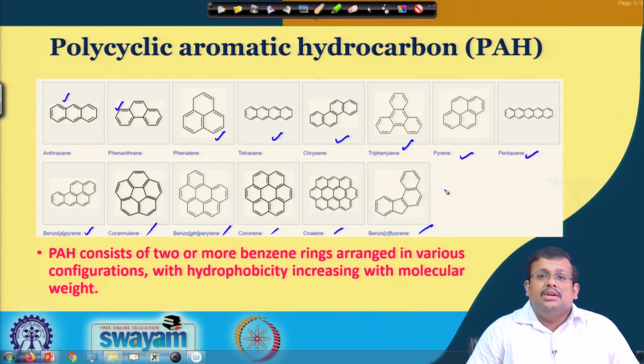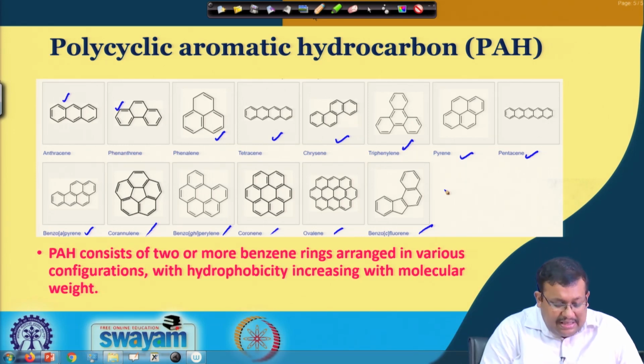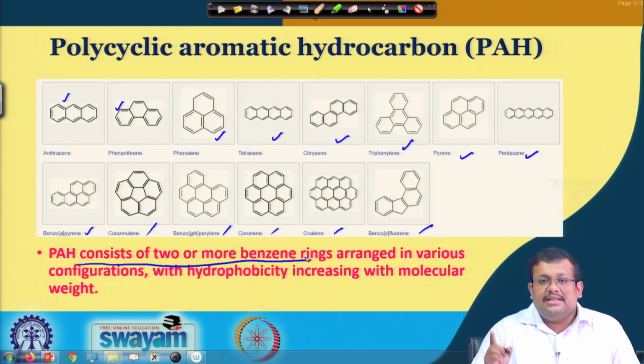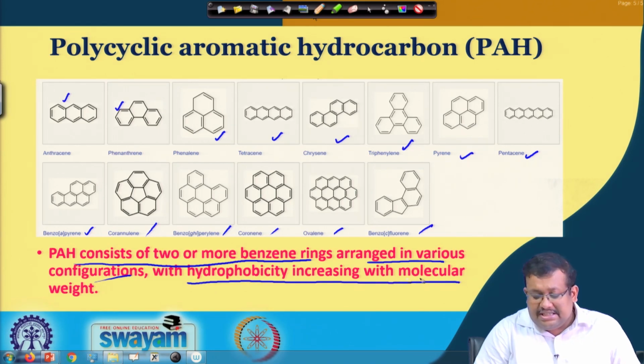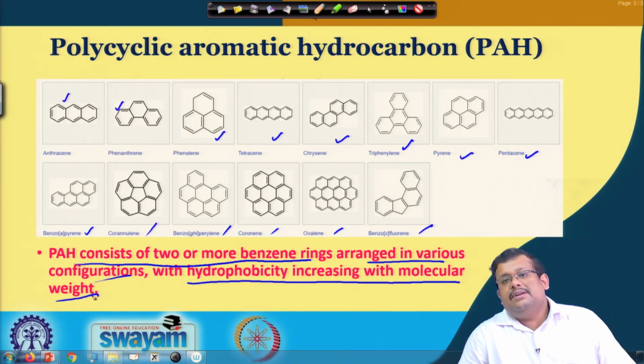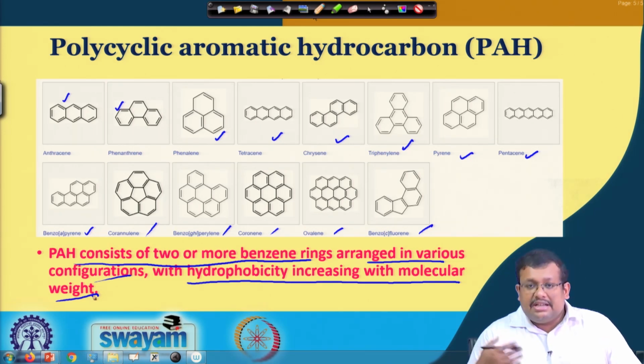Now, PAH, the name itself suggests that it is basically polycyclic aromatic hydrocarbons. So, there must be more than one cycle of aromatic rings. Basically, PAHs consist of two or more benzene rings. So, the characteristic feature of PAH structure is that it has two or more benzene rings arranged in various configurations, with hydrophobicity increasing with molecular weight. They are hydrophobic in nature, and their hydrophobicity increases with the increase in molecular weight.